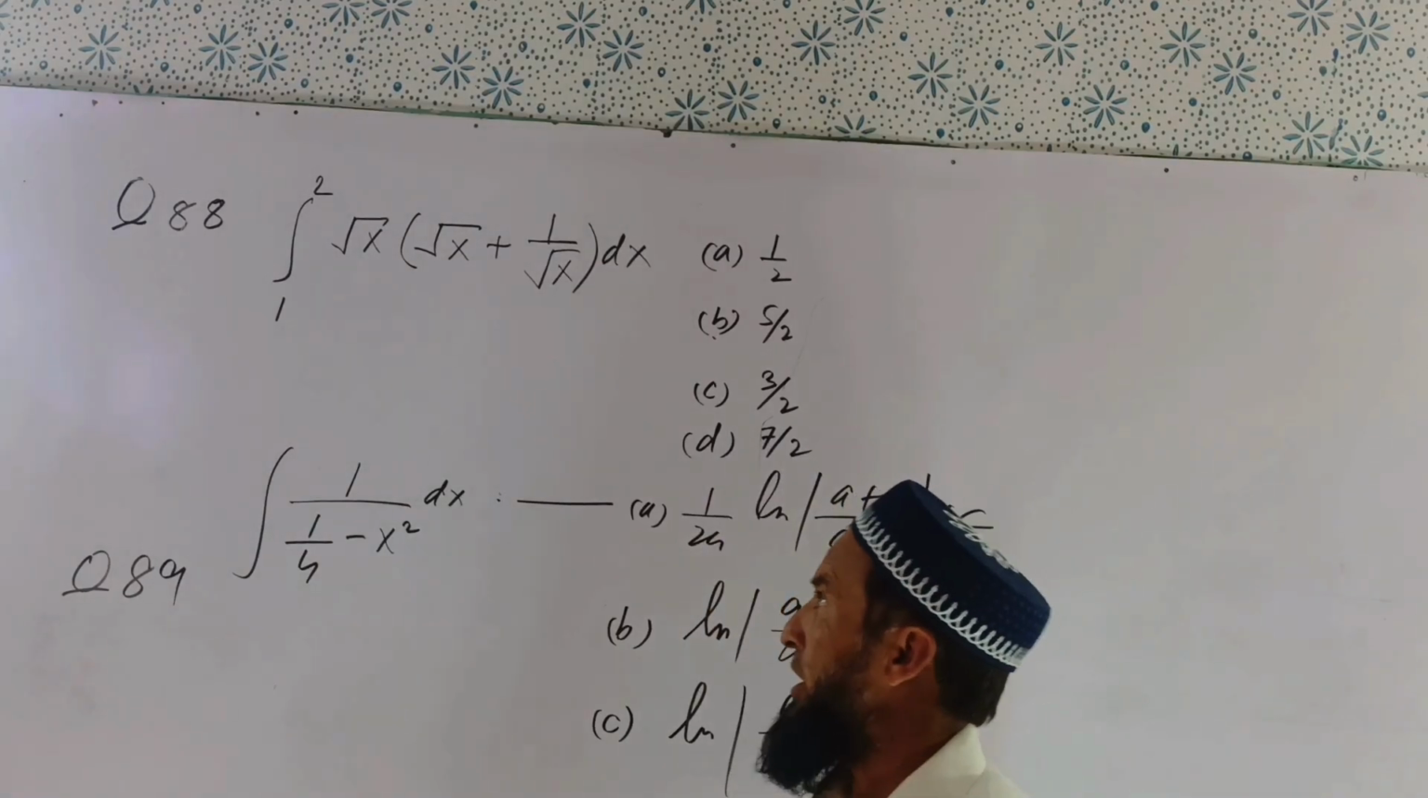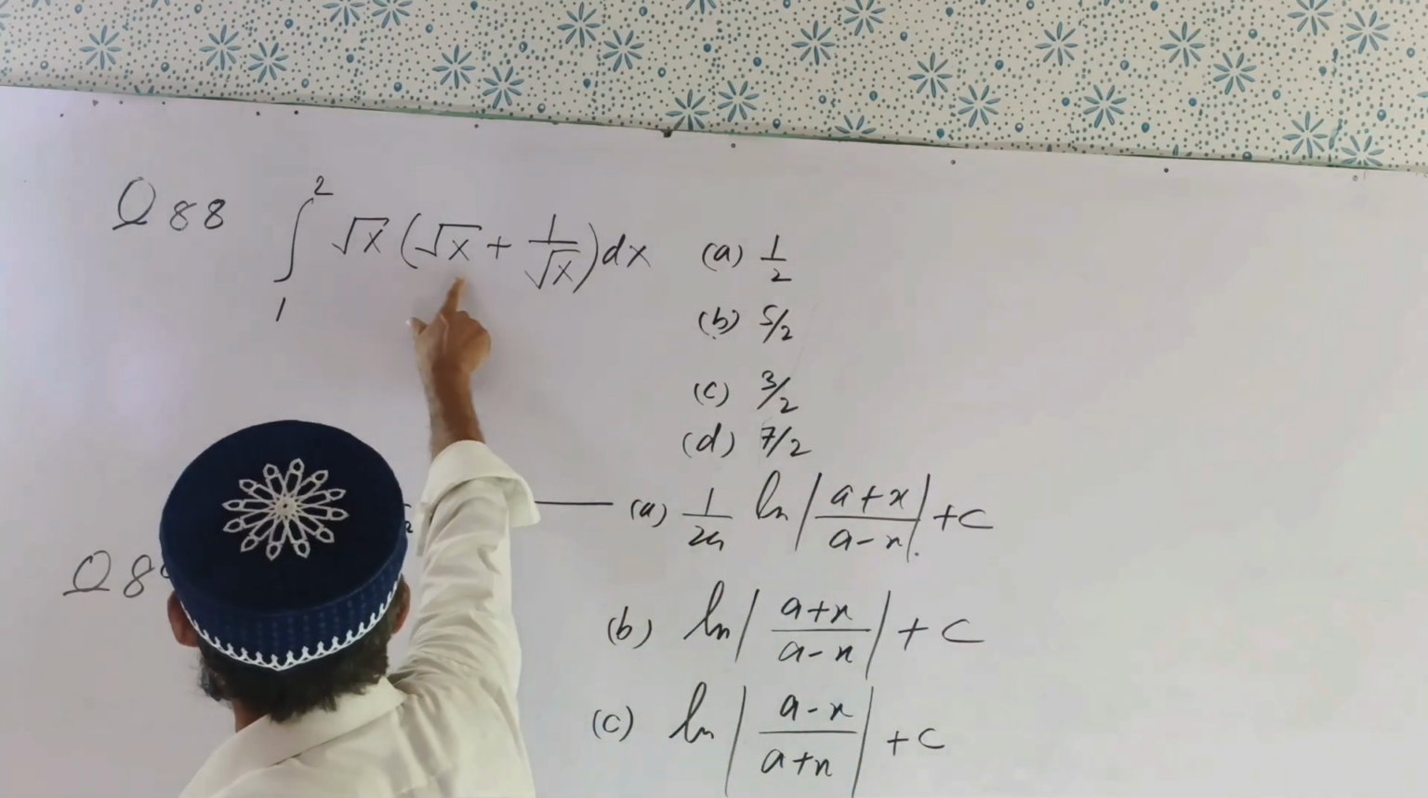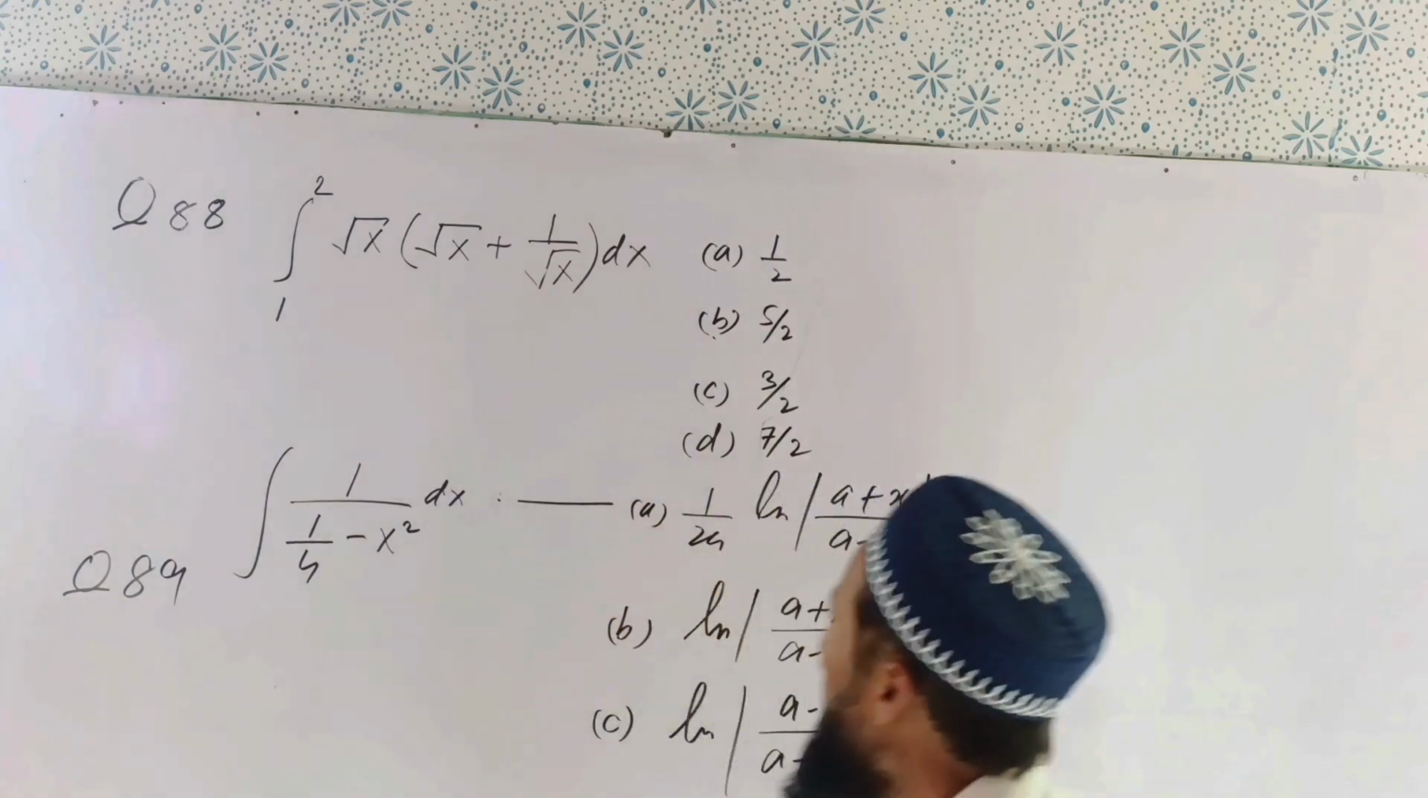Integral is given. Question number 88: lower limit is 1, upper limit is 2, integral of x under root into x under root plus 1 by x under root dx. What is the result?